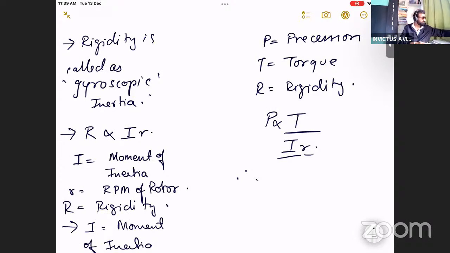Yeah, please go ahead. Can you tell something more about moment of inertia? Some practical way that will make it clear.